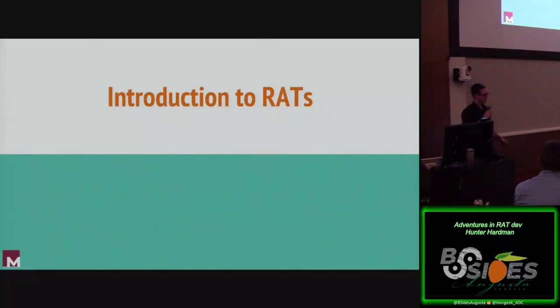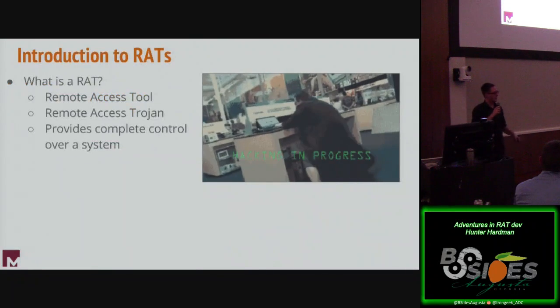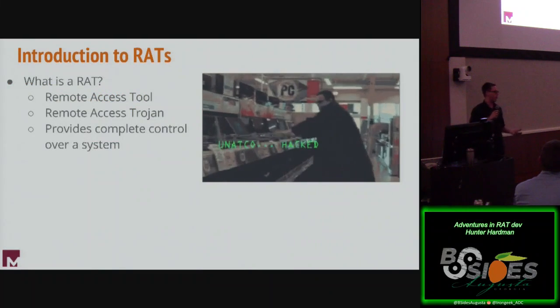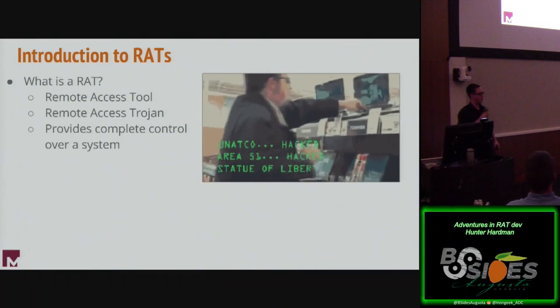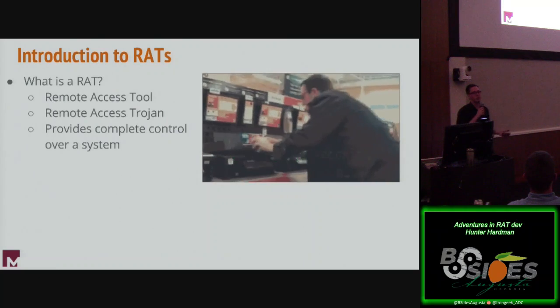So introduction to rats. What is a rat? Essentially a remote access tool, or commonly called a remote access Trojan. Essentially is just going to provide complete control over a system.